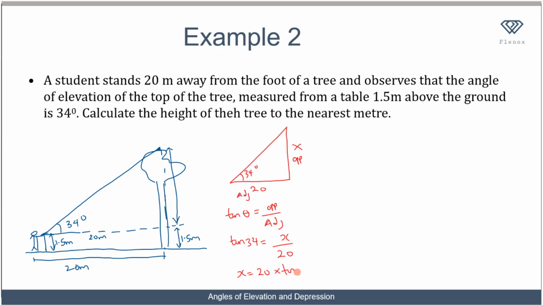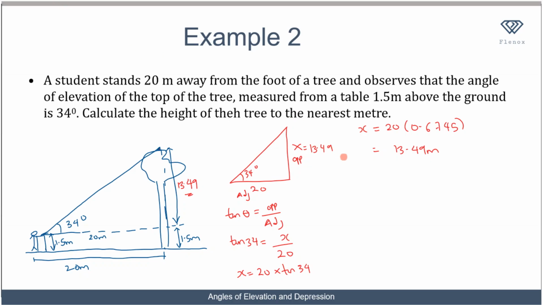And what does that become? That becomes x is equal to 20 times tan 34, which is 0.6745, and that becomes 13.49. So now I have 13.49 meters. So the height from this point over here to this point over here is what? 13.49. So the height here is what? 13.49. But the question asks us to calculate the height of the tree.